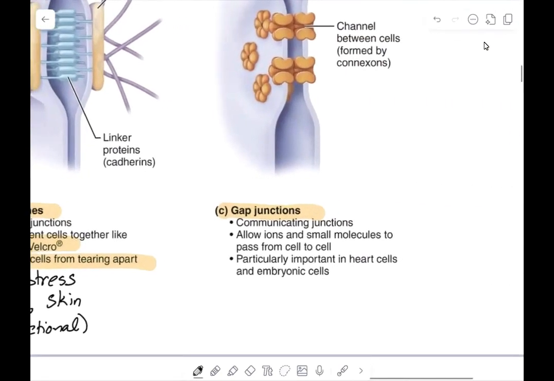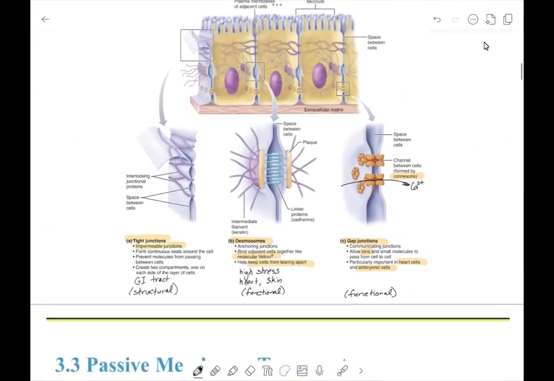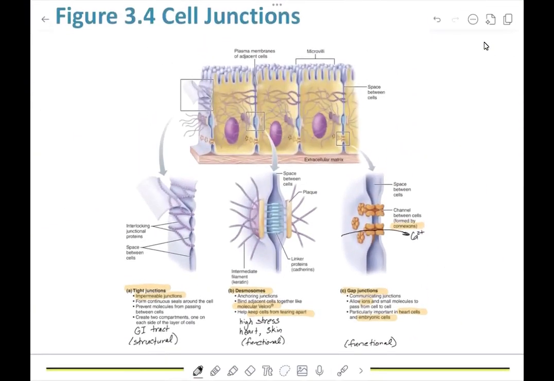And then the last one is also a functional type of junction. It's going to be found in heart cells as well as embryonic cells. And it allows for the transmission of ions and small molecules, and it uses these proteins called connexons, which really work as tunnels. And in this case, for the heart specifically, they're going to allow the calcium ion to quickly move from one cell to another cell.